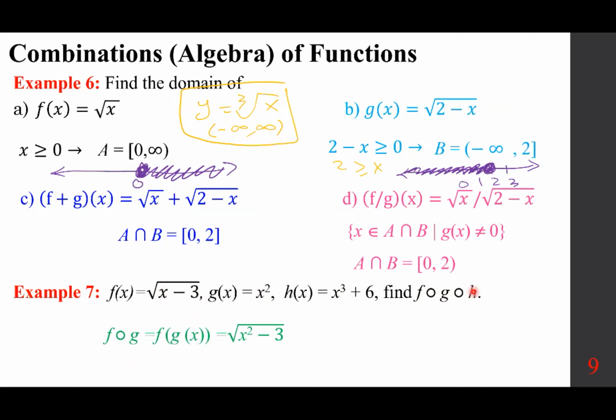Now, f o g o h, how do you get that? That means wherever you see x, put the h function. So x squared, parentheses squared. Think about this as parentheses, something squared, right?